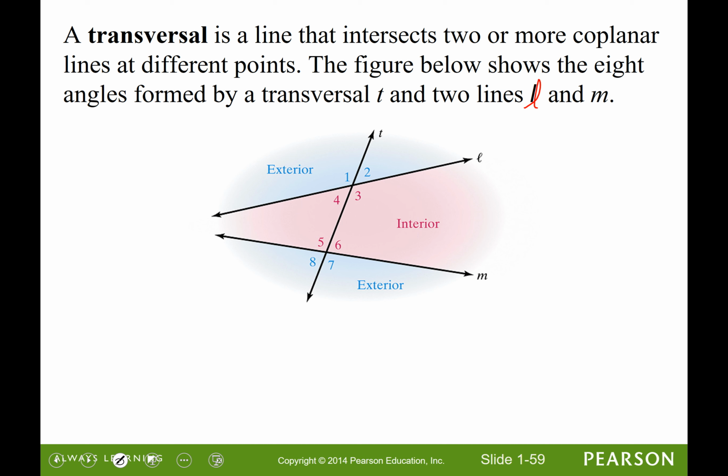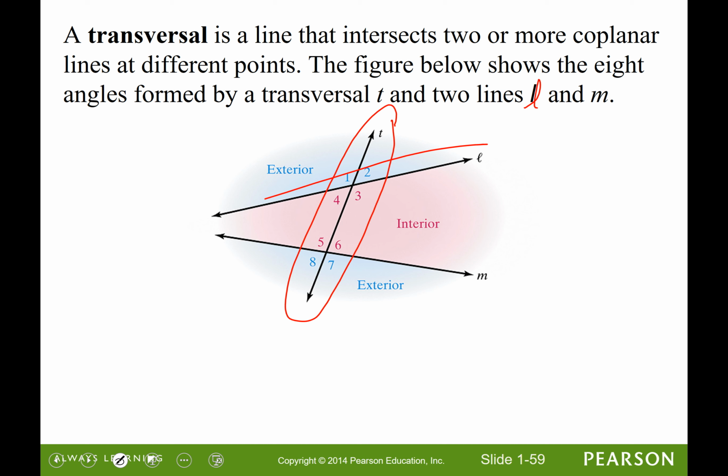A transversal, it's a line, okay? So when you hear the word transversal, think they're talking about a certain line. And it is the line that intersects 2 or more, so it has to pass through 2 or more coplanar lines. That means in the same plane. So all of this is taking place on one piece of paper, one wall, one computer screen. It's 2-dimensional basically.